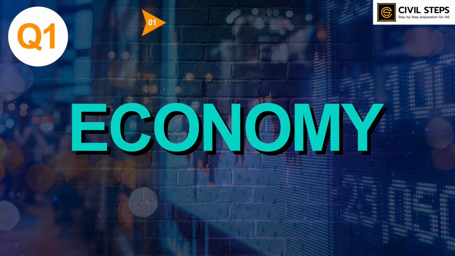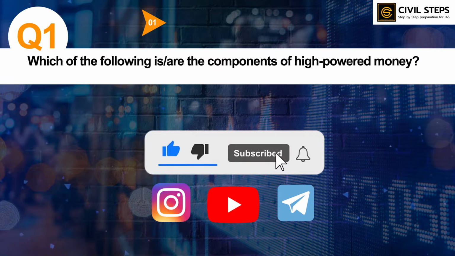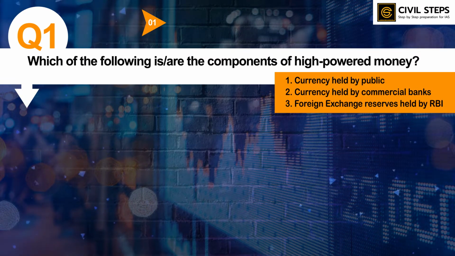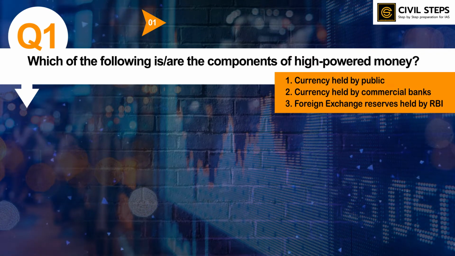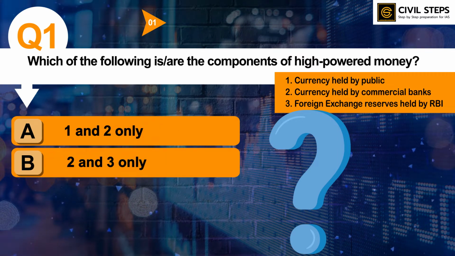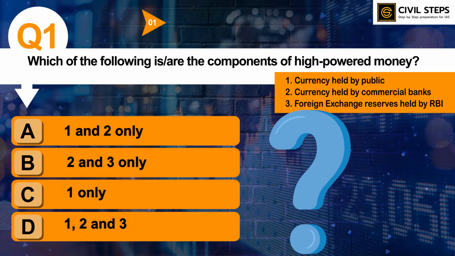So, the first question is, which of the following is or are the components of high powered money? First, currency held by public. Second, currency held by commercial banks. Third, foreign exchange reserve held by RBI. So, select the correct answer using the code given below. Option A 1 and 2 only, B 2 and 3 only, C 1 only, D 1, 2 and 3. So you can pause this video and write down your answer in the comment section below.